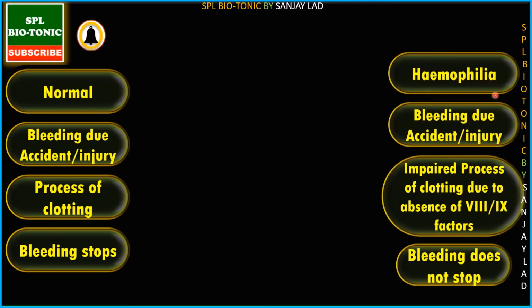In case of a hemophilic person, when there is a loss of blood due to accident or injury, there is an impaired process of clotting due to absence of factor 8 or 9. So in this case, the person loses a lot of blood from his body.